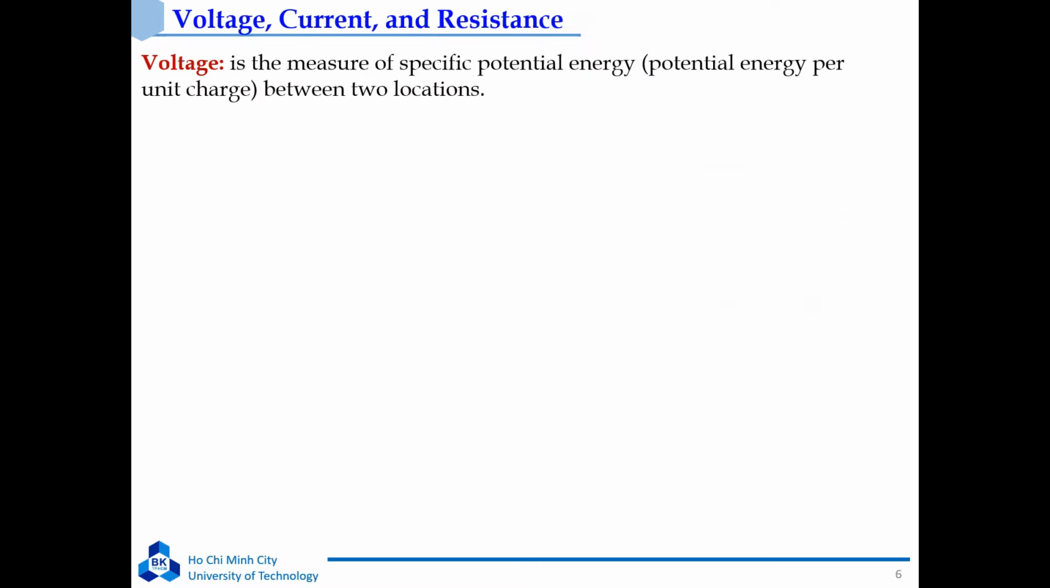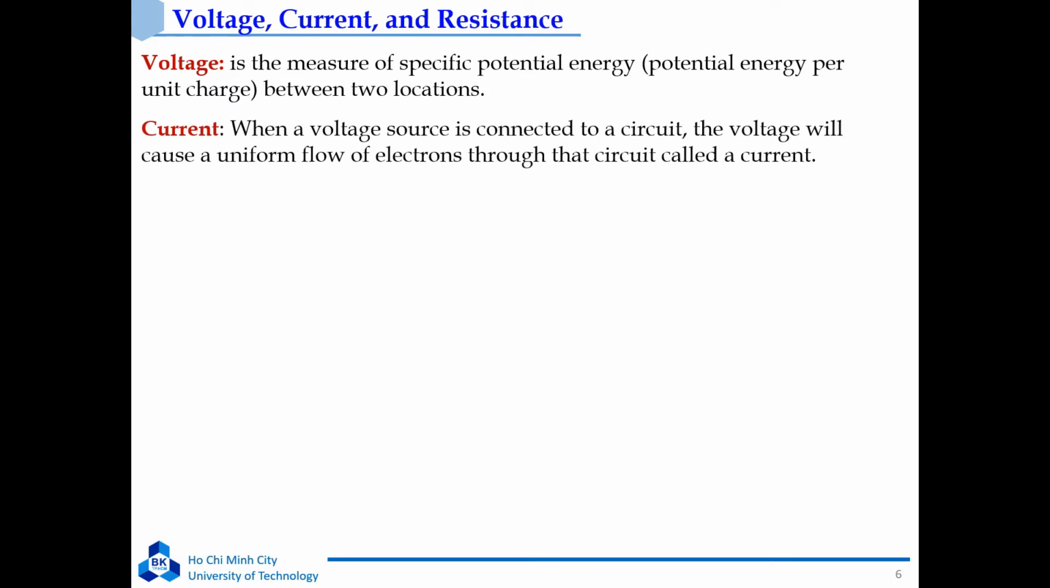Next, I will introduce voltage, current, and resistance. Voltage is the measure of specific potential energy per unit charge between two locations. When a voltage source is connected to a circuit, the voltage will cause a uniform flow of electrons through that circuit. That's called the current. And resistance is the measure of opposition to electric current.